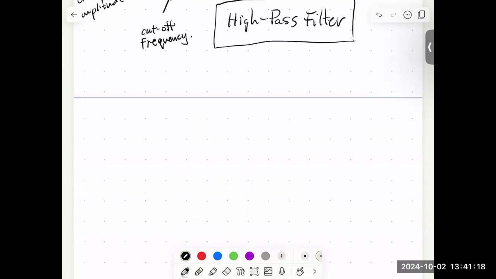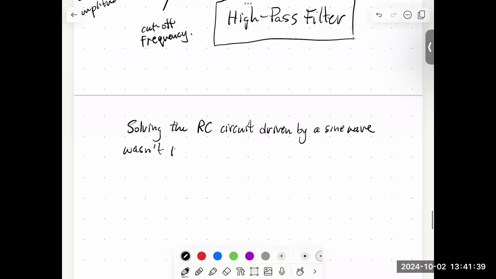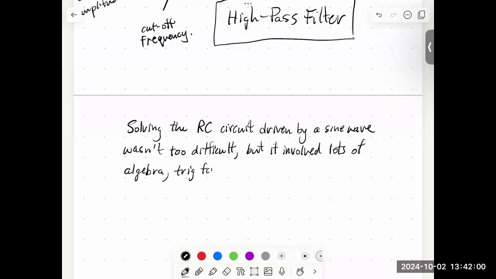Let me just introduce the next topic. So solving the RC circuit driven by a sine wave wasn't too difficult, but it involved lots of algebra, trig functions, and a little trick to find cos phi and sine phi. Right, that little trick was just constructing that right angle triangle.